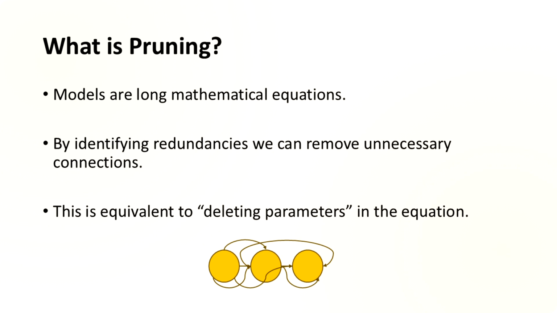And again, I have this toy example right here. I have these 3 neurons and the parameters, the connections between them. And if I could just identify the redundancies and prune them, I would get a small model, but one which should be good, just as the original.